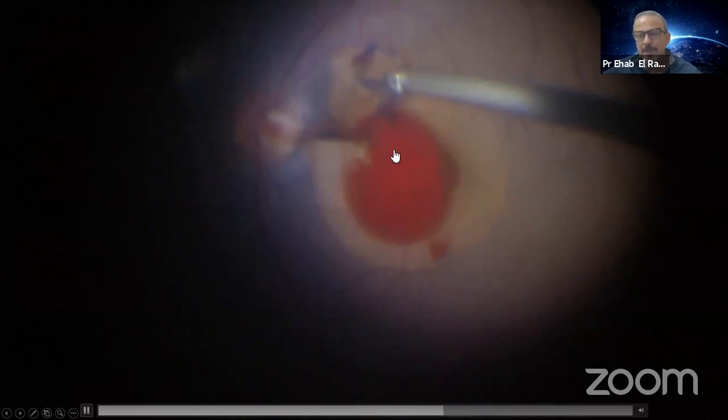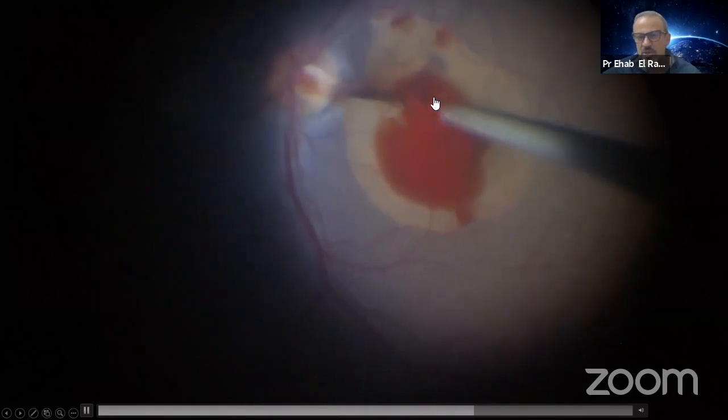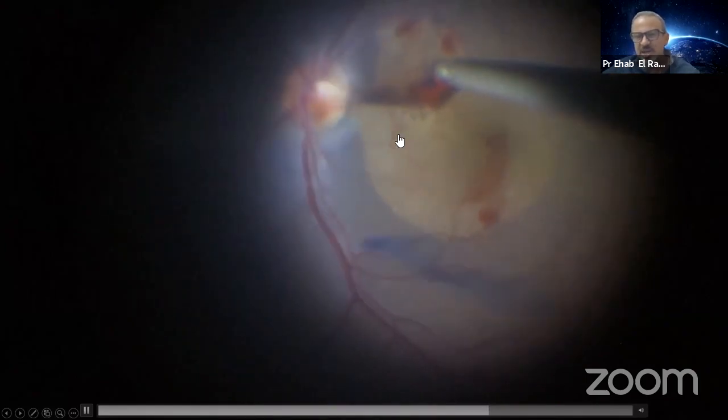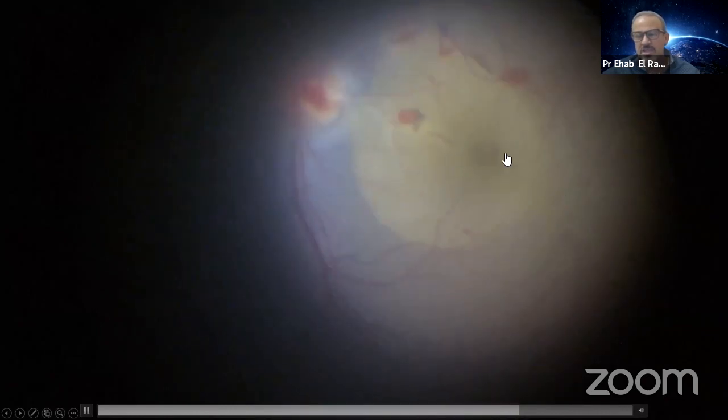Once you complete the ILM peel, you can just remove this in a minute. It stops spontaneously. These are not new vessels, but hemorrhages from the inner retinal layers, and they stop spontaneously. You can continue your case, close the ILM, and look at the end of the case right there.